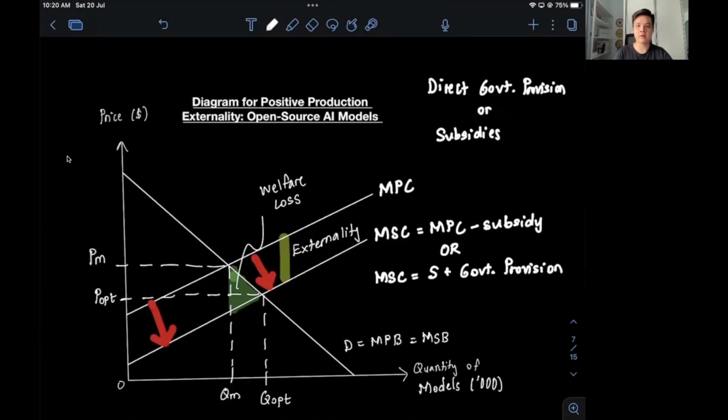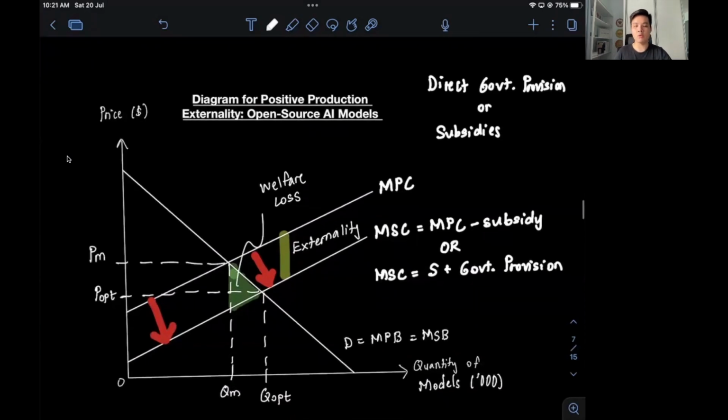So this particular diagram shows how to reflect the 2 policies of direct government provision and subsidies in the diagram that we learned earlier. If you think about what a subsidy does or what a government provision does, it actually helps to lower the cost of production for the producer who's developing the private good.